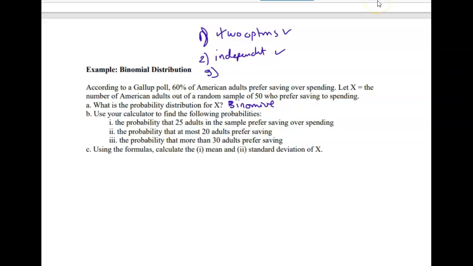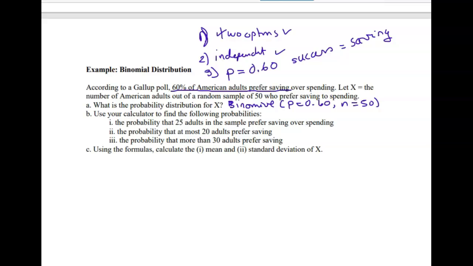And we're assuming the probability of success is constant. Success is that Americans prefer saving. So it's a binomial with a probability of success of 0.60 and a sample size n equals 50. You often write it like this, sometimes without the p and the n, but if you're given all the relevant numbers, that will help you find probabilities.